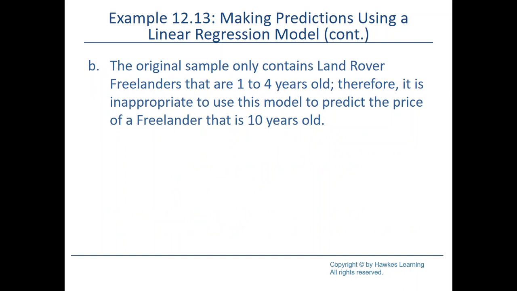However, I do want to make note that the original sample only talked about Land Rover Freelanders that were between the years 1 and 4 years old. So therefore, it's really actually very inappropriate to use this model for a 10-year-old model. Okay, so even though we showed something that was very statistically significant, we cannot say that it's going to work for the 10-year-old because, again, my model original range was only between 1 and 4.